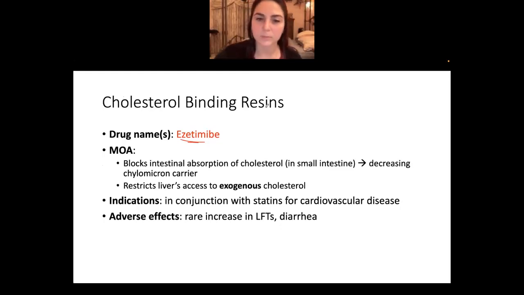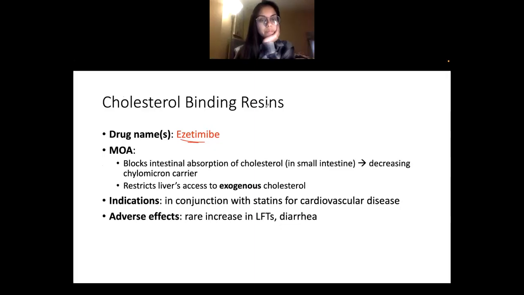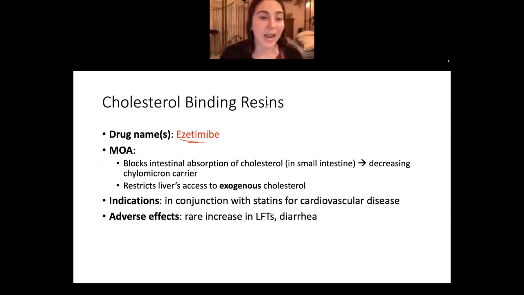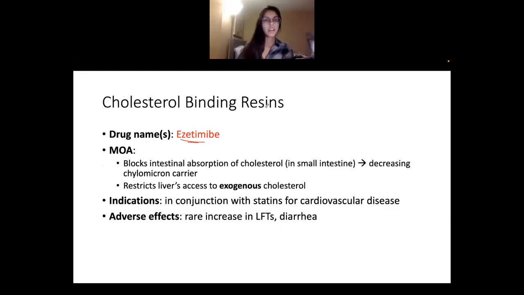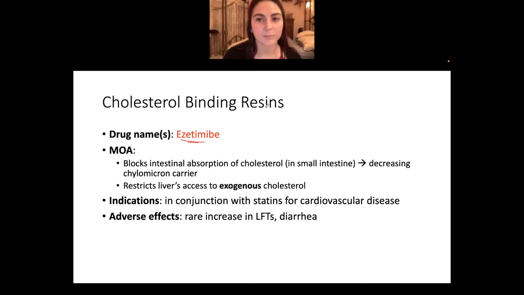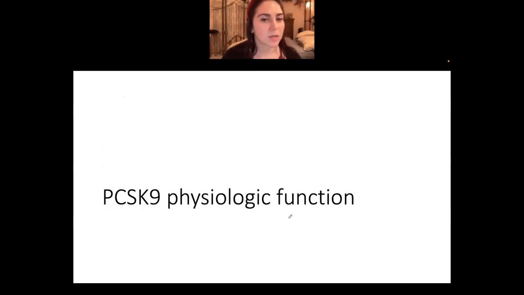So endogenous, you mean that it's preventing the making of it? Exactly, and that's what statins do. They block the synthesis, and remember, 80% of cholesterol in the blood comes from making it, versus only 20% coming from exogenous cholesterol. So it probably doesn't have that much of an impact then. Right, it probably doesn't. That's why you can give this in conjunction with another medication, but you probably wouldn't give this on its own at all.